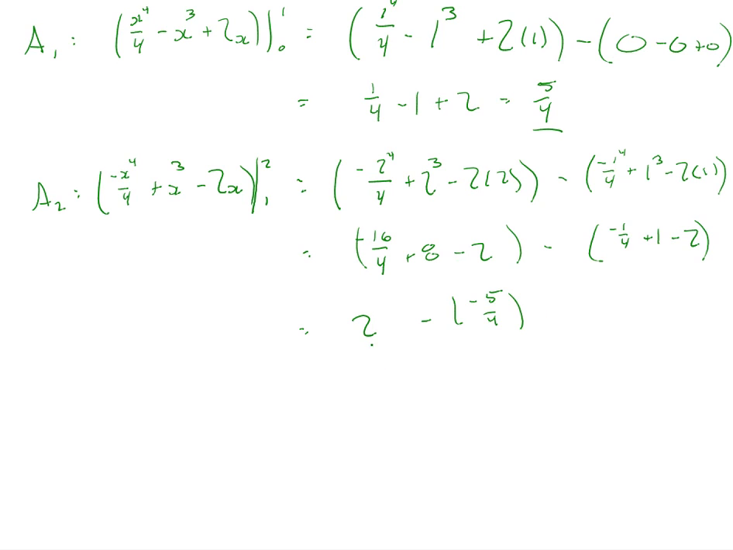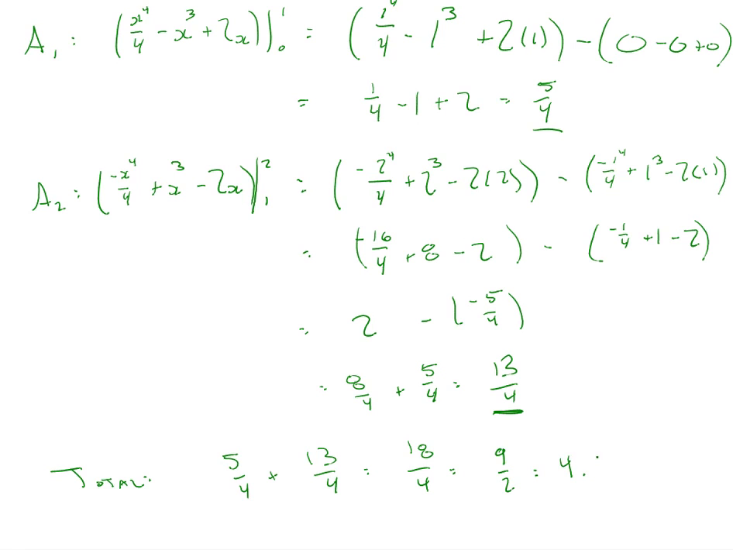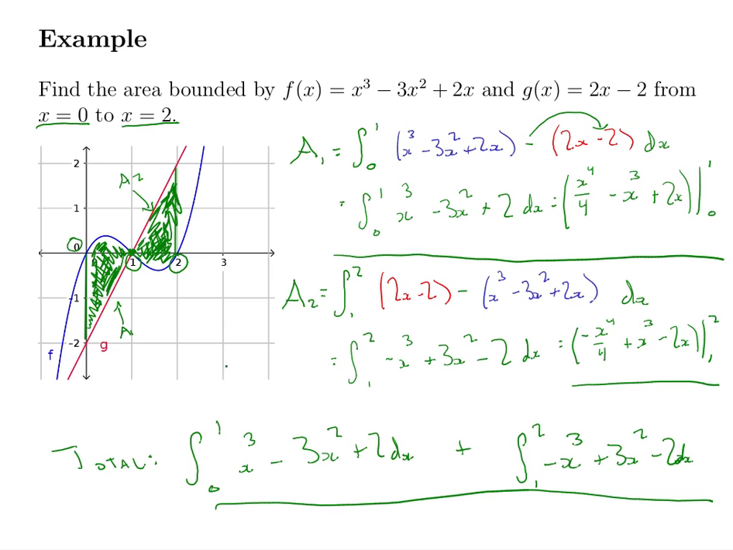So we're really adding these things together. So we have 8/4 plus 5/4, which gives us 13/4 total. Now, again, this is just the size of area 2. Our total area, if you remember, was these two things added together. So we've got 18 over 4, which is 9 over 2, or if we prefer, 4.5. So that's the size of this area that we have shaded in.